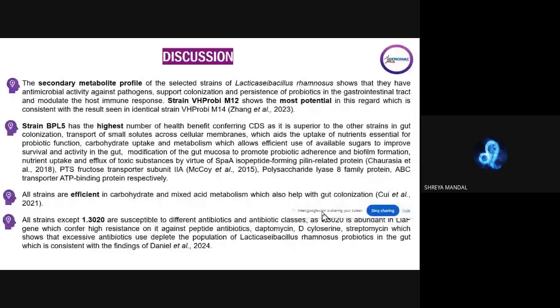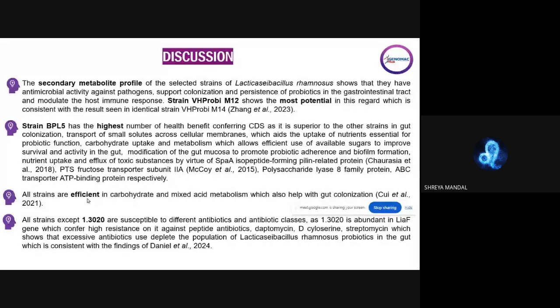So the secondary metabolic profile shows antimicrobial activity against these pathogens. So if in our gut microbiota the Lactobacillus rhamnosus strains are present as well as pathogenic bacteria, then they will kill these pathogens and support the colonization of the good bacteria and persistence of the probiotic properties. It will help in modulating the host immune response. And the most potential in this regard was VH probi M12, and strain BPL5 has the highest number of health benefit conferring CDSs. These are the health benefits of the probiotic properties.